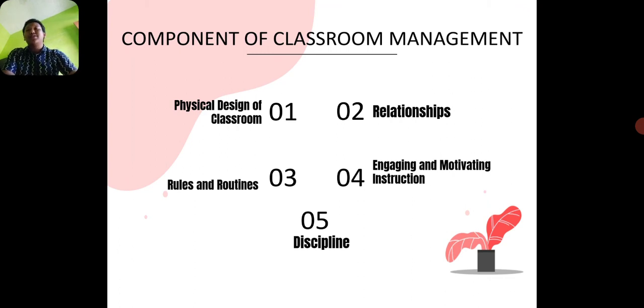Number three is relationship. Effective classroom managers develop caring, supportive relationships with students and parents and promote supportive relations among students. Number four is engaging and motivating instruction. Effective managers develop instruction that engages learners, and they carefully plan their instruction so that each learning activity is well organized and runs smoothly.